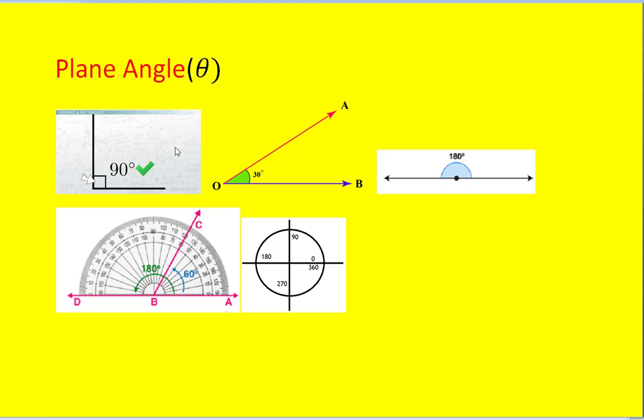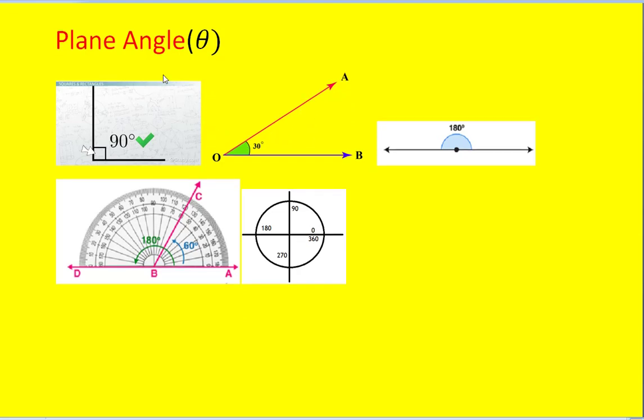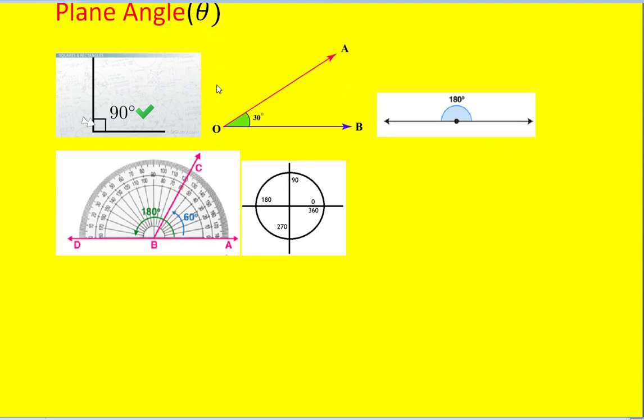We know the lines like this: 90 degrees lines, 30 degrees lines, 180 degrees line, 360 degrees circle. What is the meaning of this? How do we get these angles? Any relations? To know this, we have to know the definition of this plane angle.